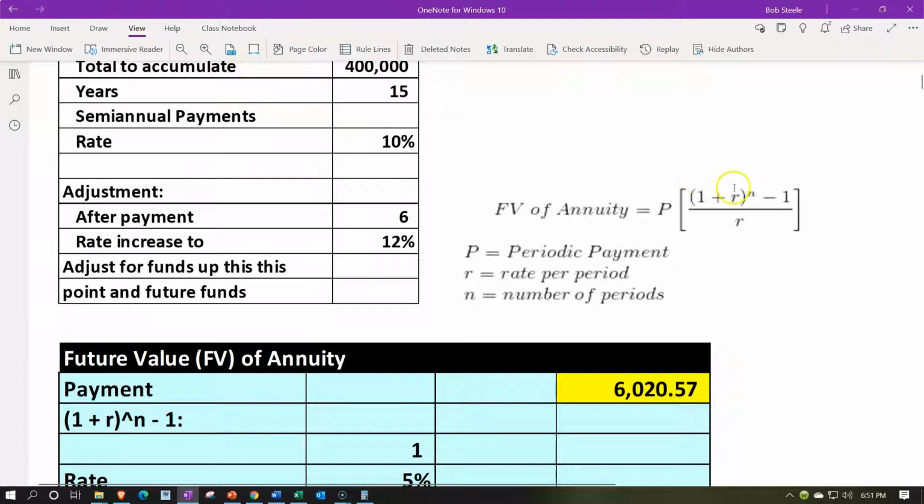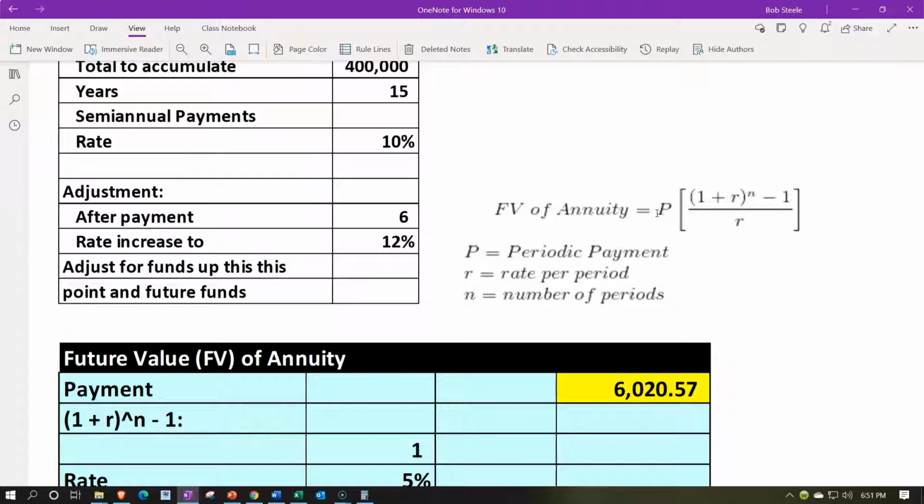To the power of n, number of periods. Once again, we got to be careful because it's semi-annual. 15 years then would be twice that because it's semi-annual, 30 in terms of the periods, minus 1 divided by r, which once again would be 5%. So we could solve for it algebraically in that format, plugging it in, solving for it algebraically.